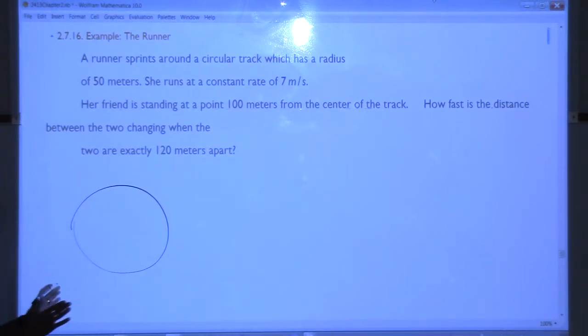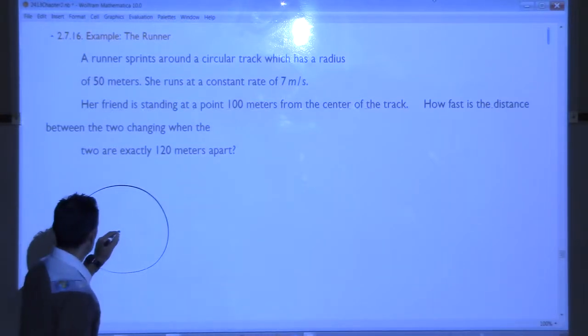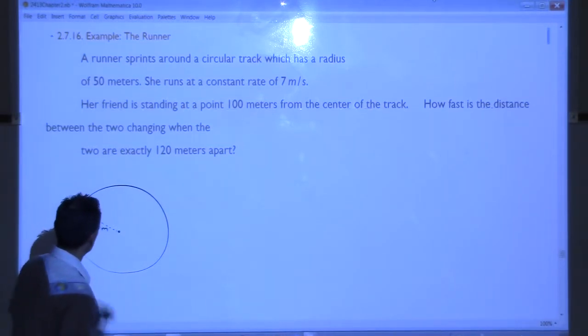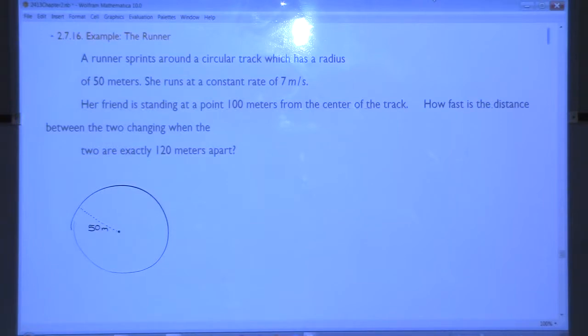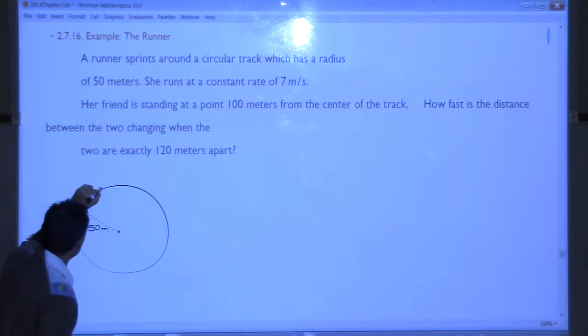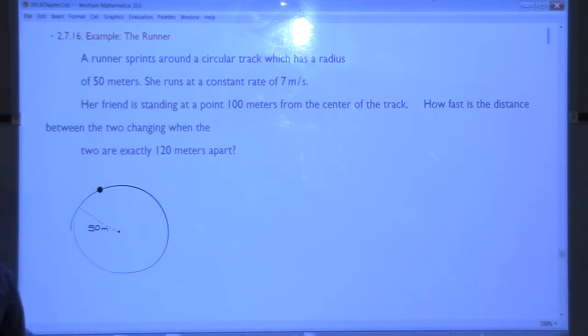Anything about that circle that's never changing? The radius is 50 meters. We don't get to choose that, right? So I'm just going to put a dotted line out here. I'm going to say that's 50 meters. We have somebody running around this track, so I'm going to put them somewhere. Anywhere, but let's put them somewhere interesting, like here. Is that all right with you? There's my runner.